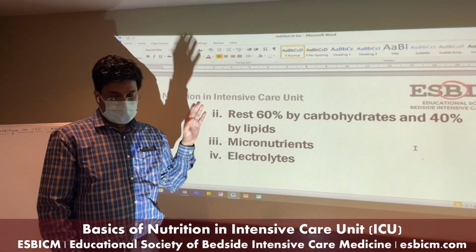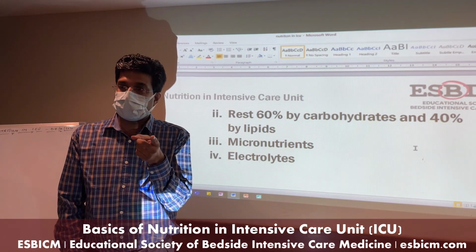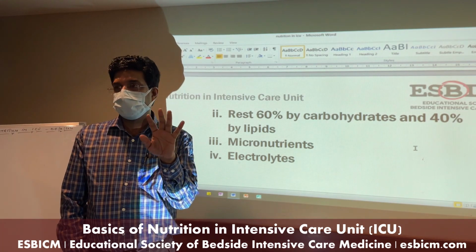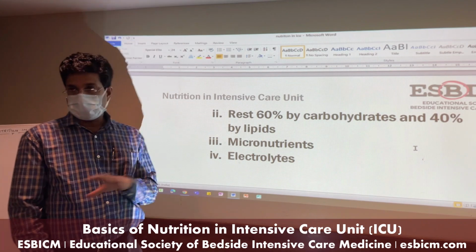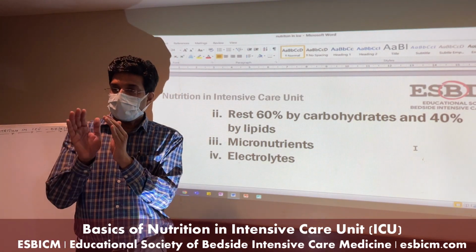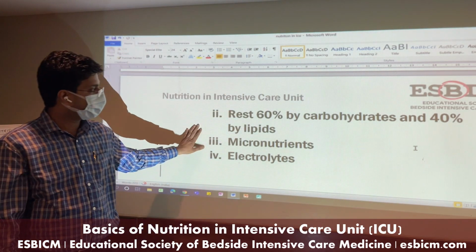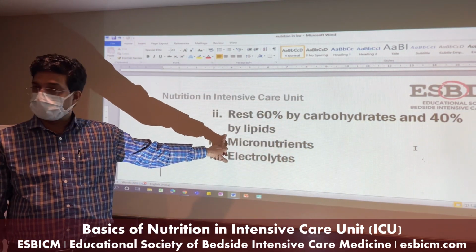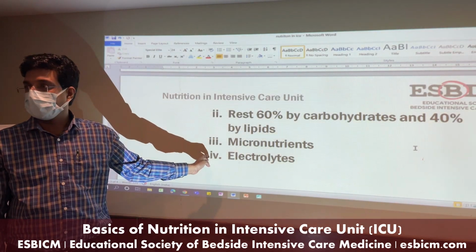Next. Now, 1 gram of protein provides how much calorie? 4 kilocalorie. So 70 into 4, how much calorie will be there? 280 kilocalorie. So the remaining, out of 2100, there will be roughly 1800 kilocalories. Out of those, 60% should be provided by carbohydrates, 40% should be provided by lipids, and the rest you need to supplement micronutrients and take care of the electrolytes.